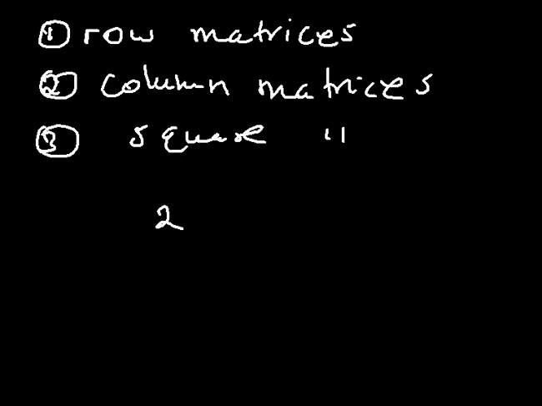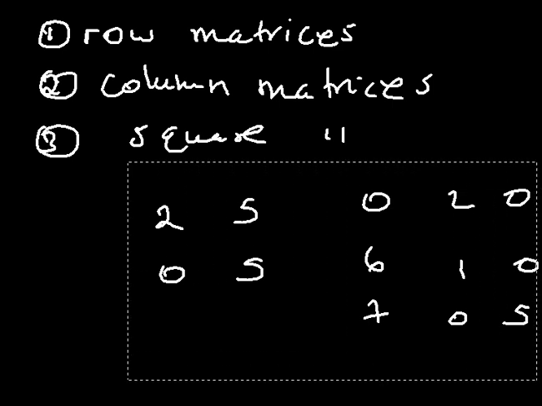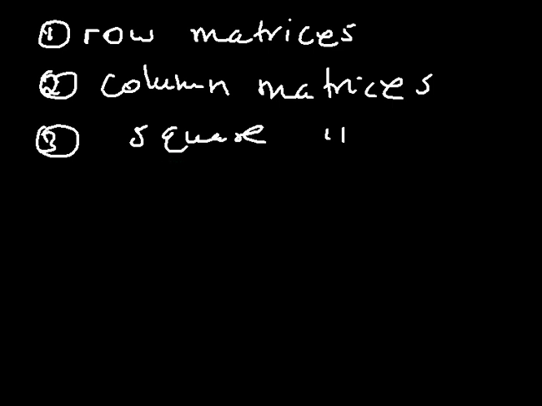Let's say we have 2, 5, 0, 5. This is a typical square matrix, since the number of rows and columns are the same. And let's say we can have 0, 2, 0, 6, 1, 0, 7, 0, 5. This is also a square matrix, from the fact that the number of columns and rows are the same. So try to have, let's say, a 6 by 6 matrix and a 4 by 4 matrix. It also should be a 3 by 3 matrix, and you should be well conversant with those.